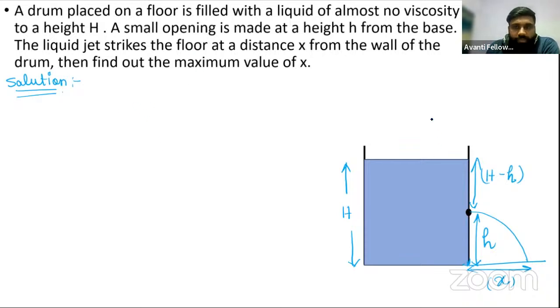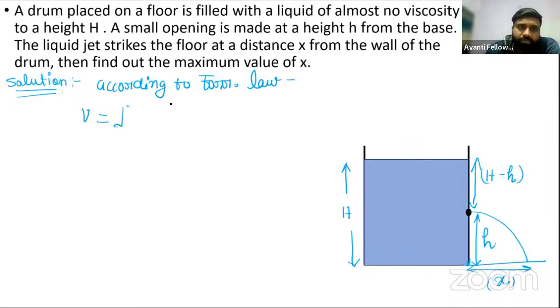Because this is an open tank, according to Torricelli's law, the velocity of outflow is given by root 2 g times the height, and this height is measured from the free surface of the liquid. So this is the free surface, and this is the depth at which the hole has been made. So this depth is capital H minus small h.